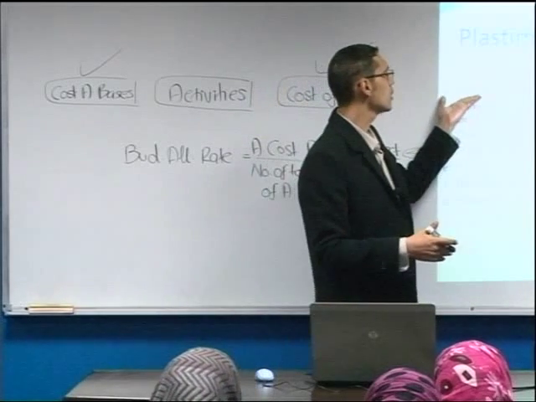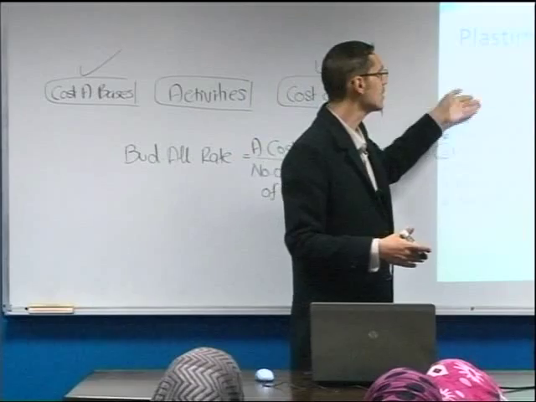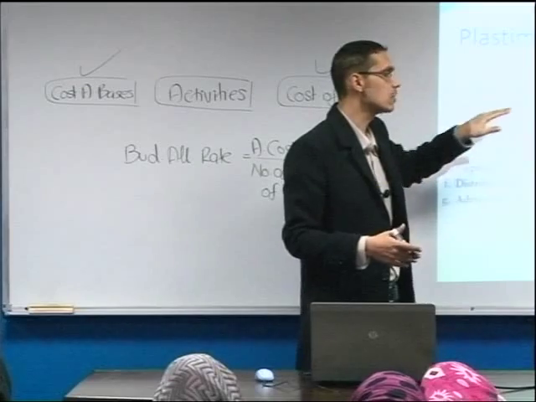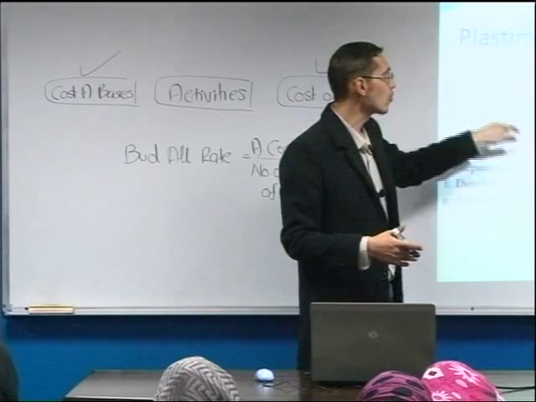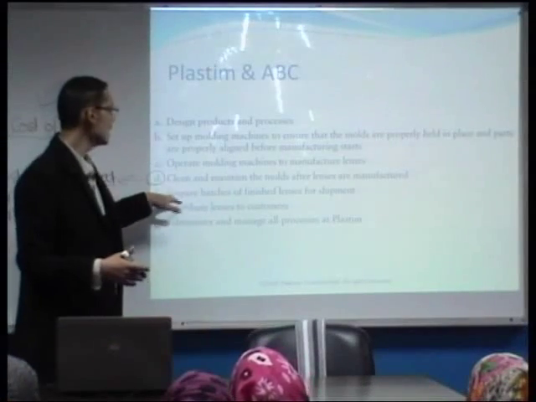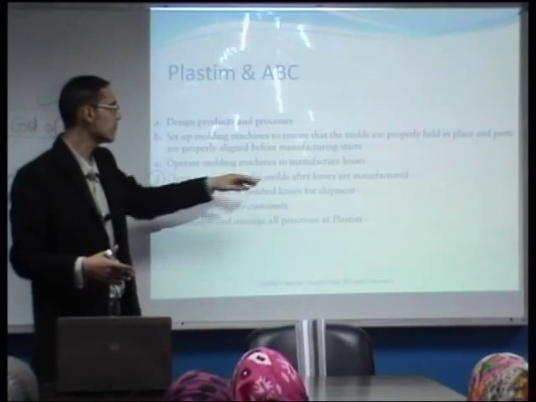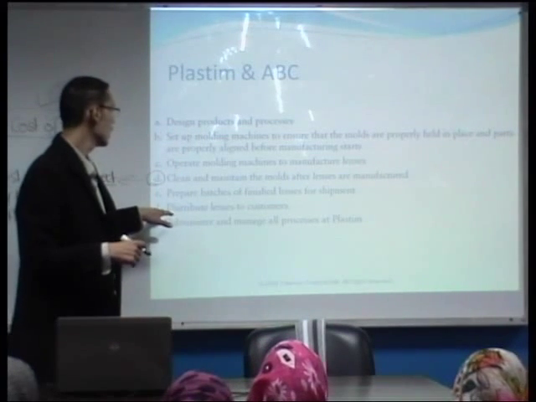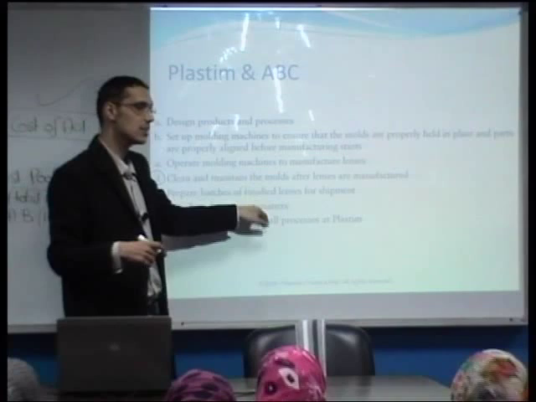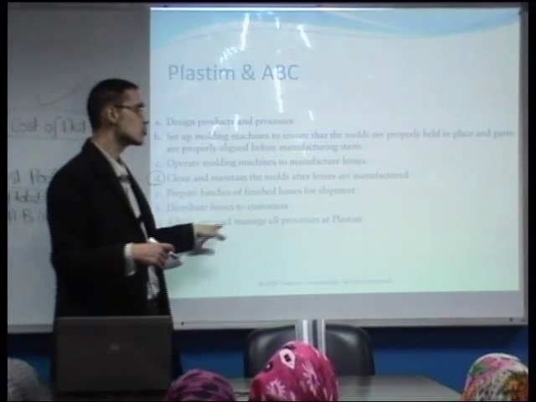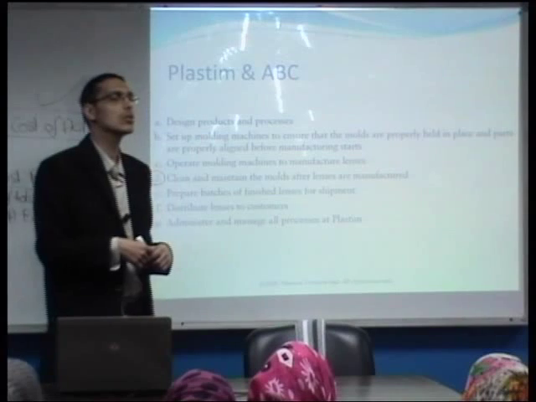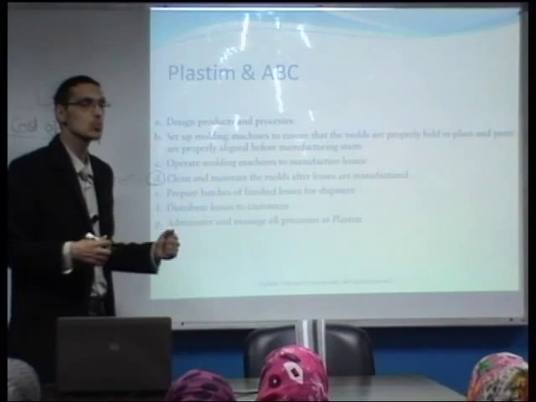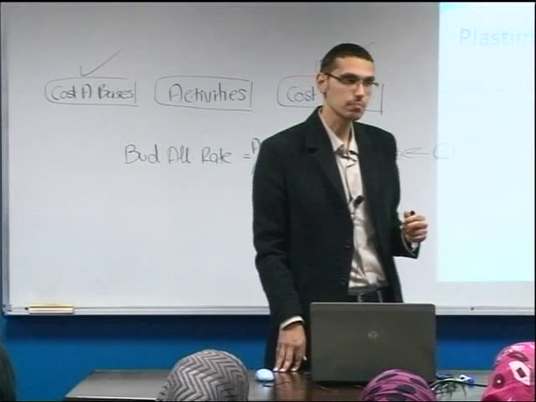Of course, the first activity is the designing of the products and processes. The second is the setting up of the molding machines. C is the operation of the molding machines. E is the preparation of the batches of finished lenses and the preparation for these lenses to be shipped. F is the distribution of the lenses to the customer. G is the administration and management of all the functions within the organization. These are the different activities within this costing system.